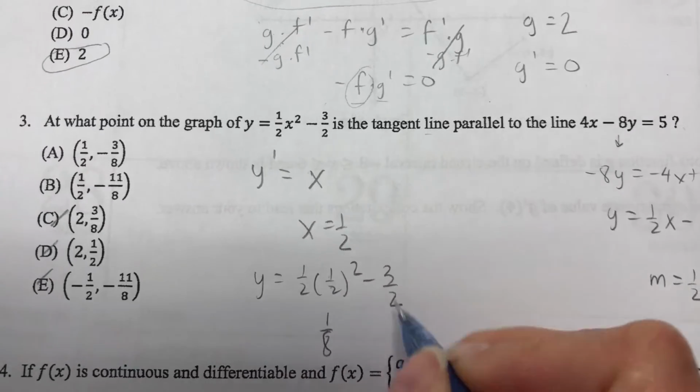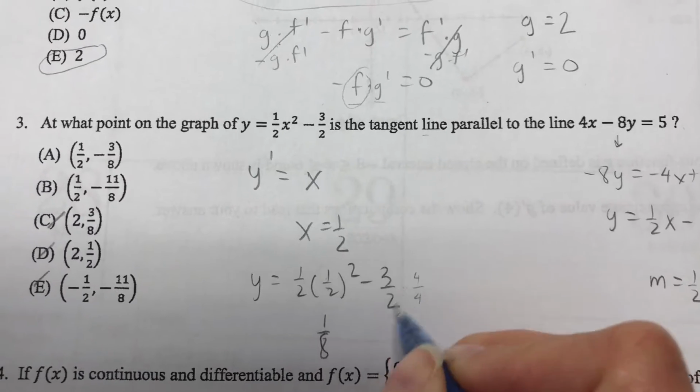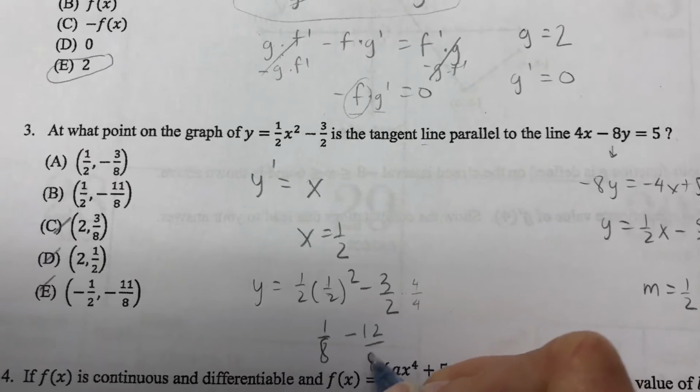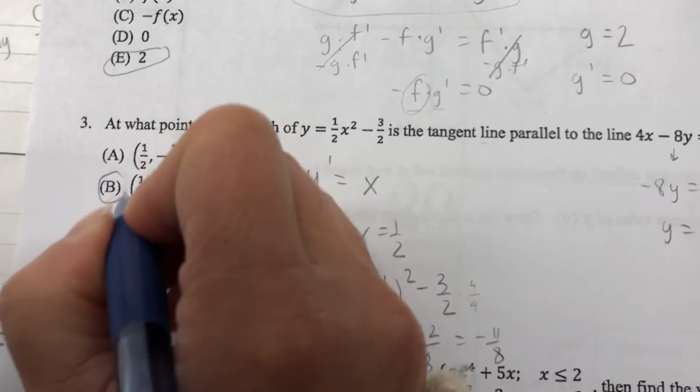Minus 3 over 2, so I'm going to find a common denominator now. So I'm going to multiply by 4 over 4. So that's minus 12 over 8. So that ends up being -11/8. So that's why it's b.